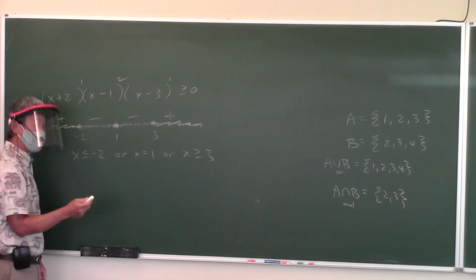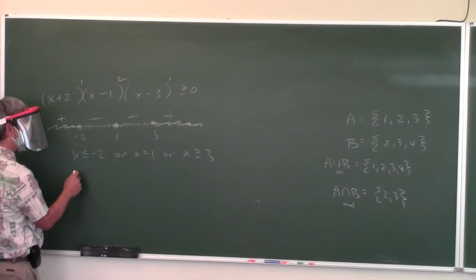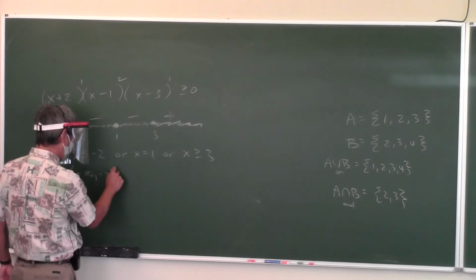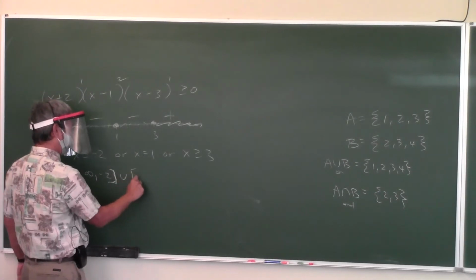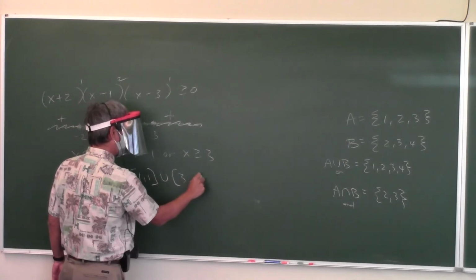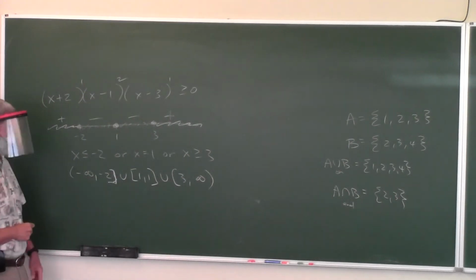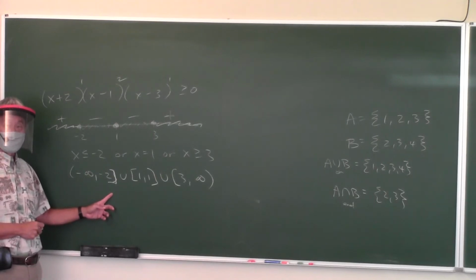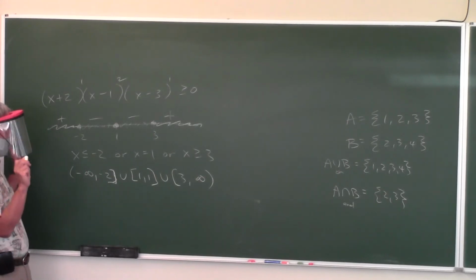Or would you rather write it like I think your Algebra 2 book wrote it last year? Negative infinity to negative 2, including that, and then 1 to 1, and then 3 to infinity and beyond. This is called interval notation. Is that the way you guys wrote it last year? I don't care which way you write it, just make sure.